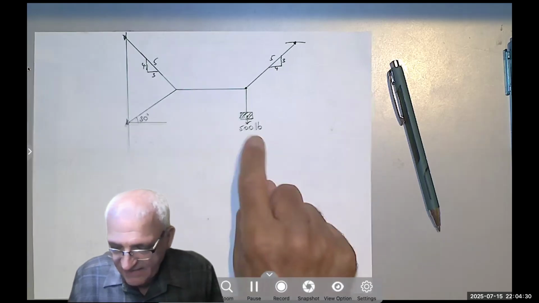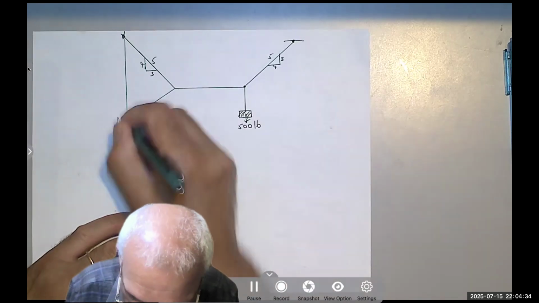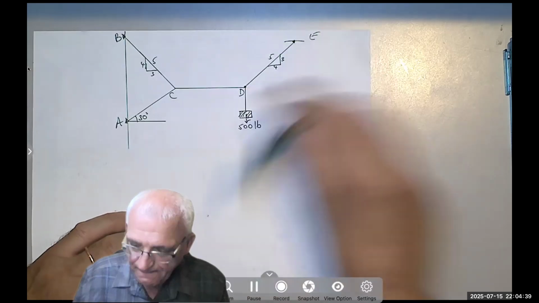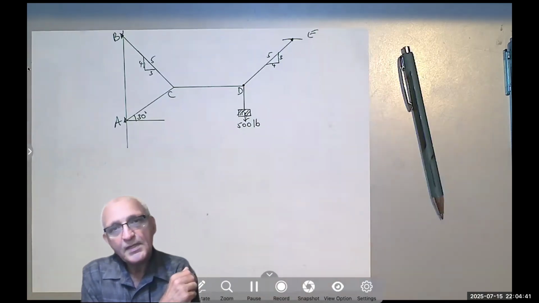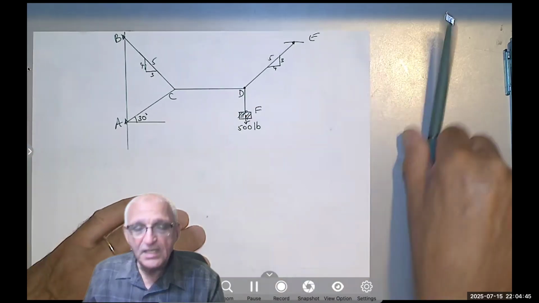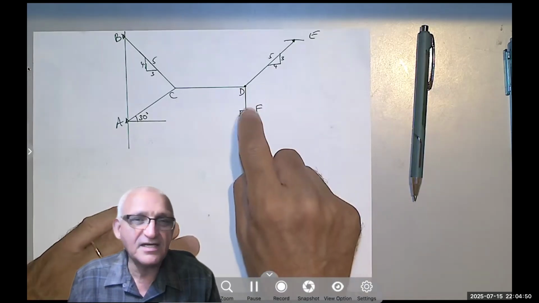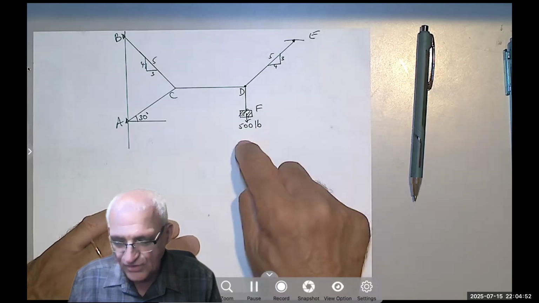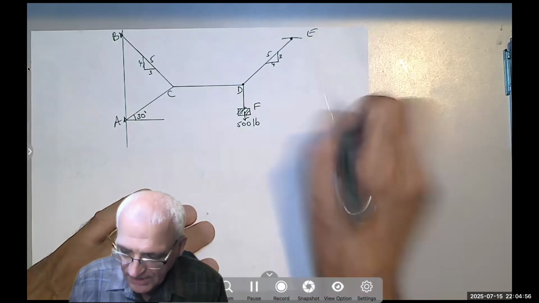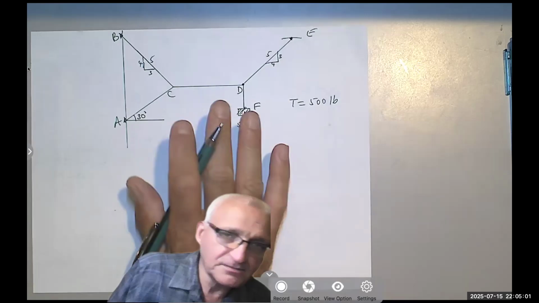Notice that because they give me the weight, I have to start, oh, I didn't call these A, B, C, D, E. And maybe we can call this F also. This time, I'm not going to draw the free body diagram of point F and say force is 500, tension is 500. We're only going to say T equals 500 pounds, just to save time.